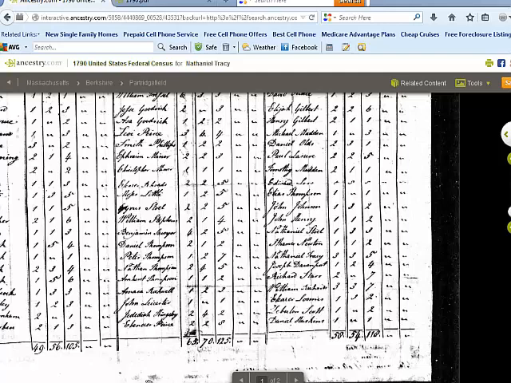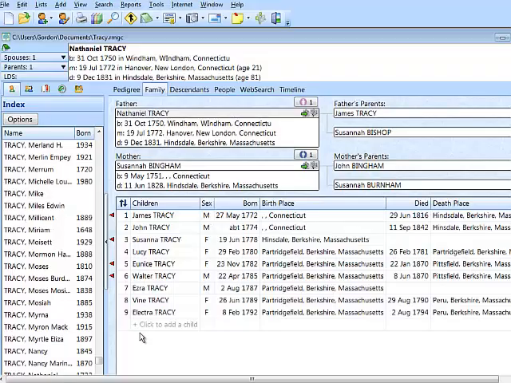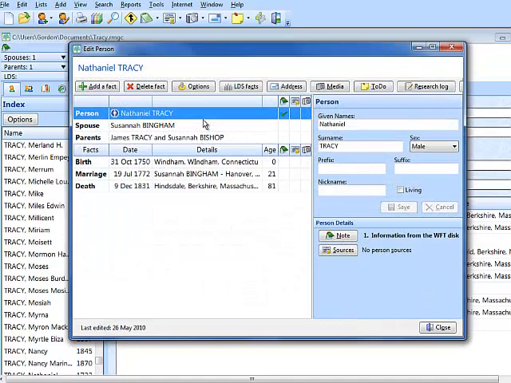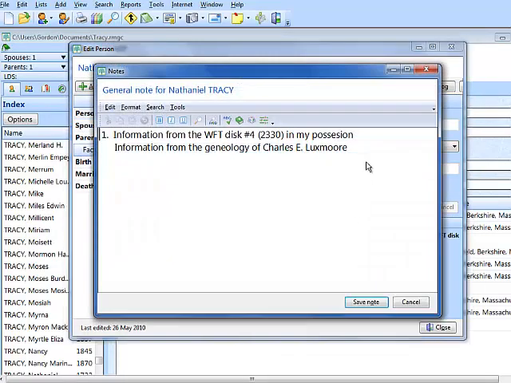So, we go back to our research database. And we said there was 9 children. Looky there, 9 children. All right? So this is the husband. Now these are the kind of notes that we want to take. Okay?